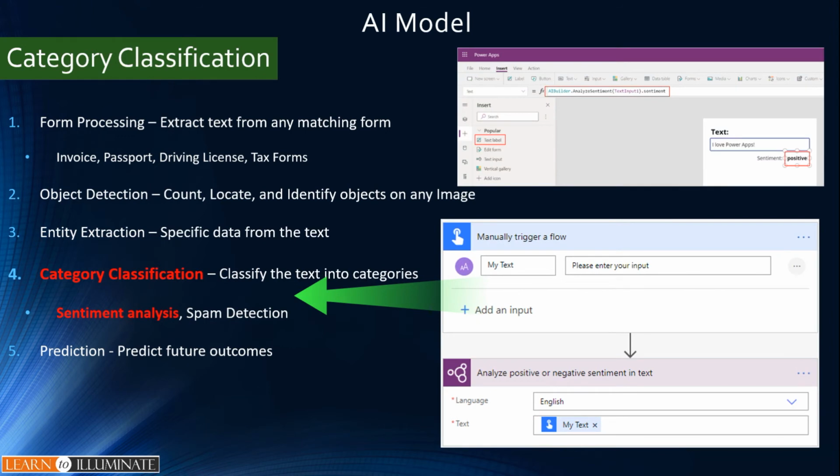The next one is category classification. This classifies the text into categories, for example, sentiment analysis, spam detection, customer request routing. We can use it in a Canvas app or Power Automate. In this example, the top one is a Canvas app, and the bottom one is Power Automate. We need more than 10 text entries for each tag to train it.